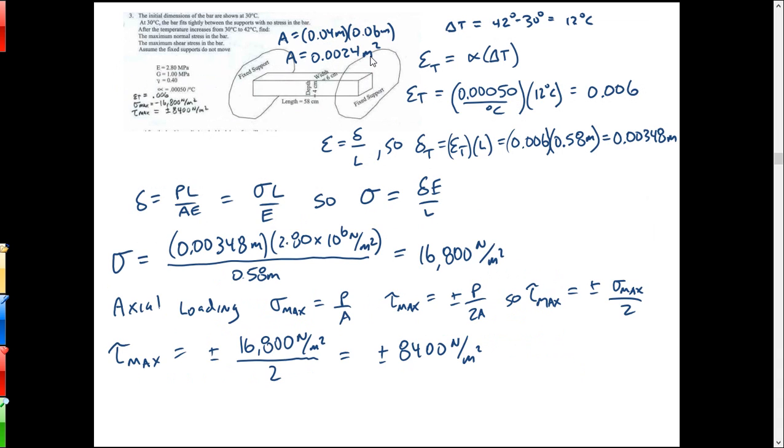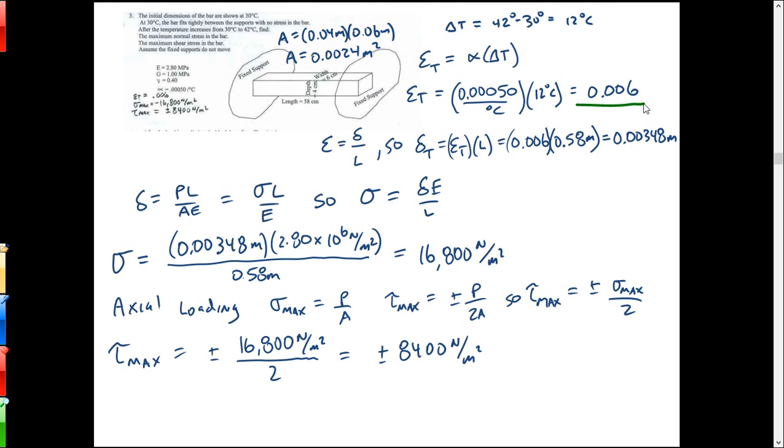Okay, the next one, we want to find the change in temperature. It's 12 degrees C. Found the area, 0.0024. Found the strain due to temperature, took alpha, 0.0005, times the 12 degrees C, I got 0.006. So that's epsilon. I think I said alpha. That's actually epsilon there. That's the strain. So I'm taking the alpha value times the change in temperature, and I'm getting the strain.